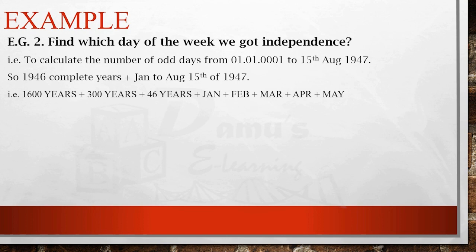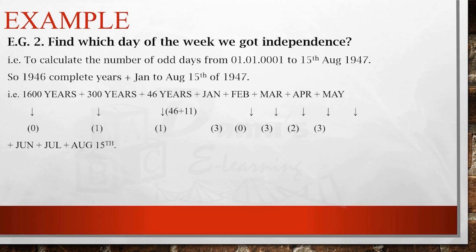Now from January to August. So January, February, March, April, May, June, July, August. Let's calculate the number of odd days. 1600 is a century that is a leap year. That means the number of odd days will be 0. 300 years we have calculated earlier, right? The pattern is 5, 3, 1, 0. So the number of odd days for 300 years will be 1.